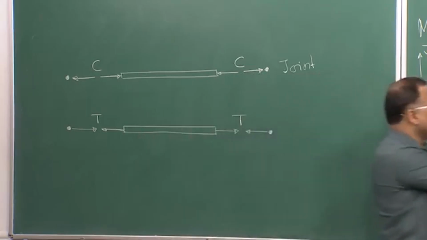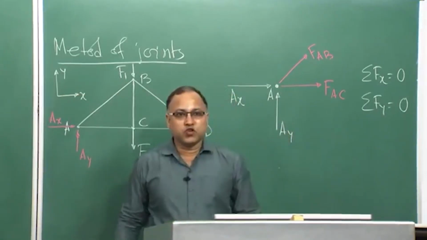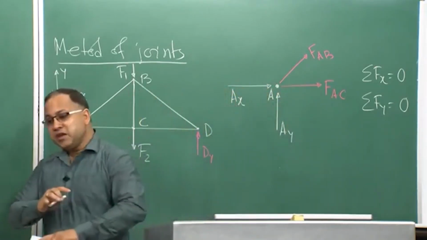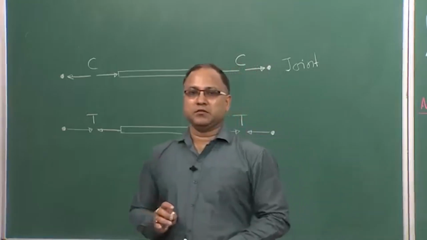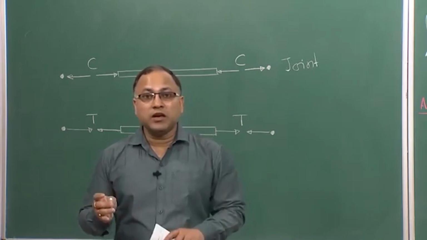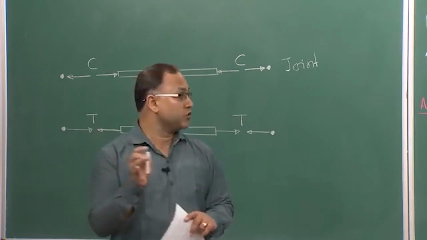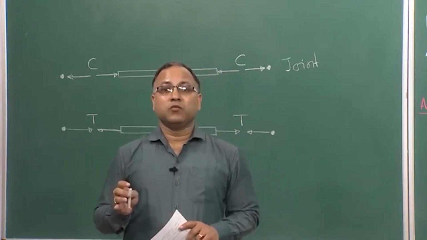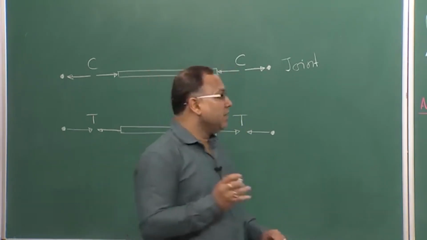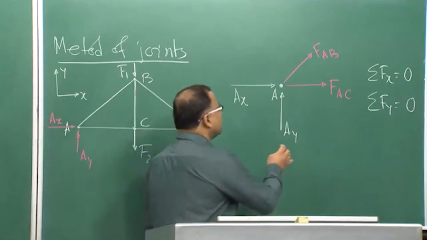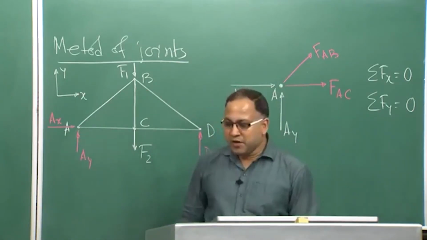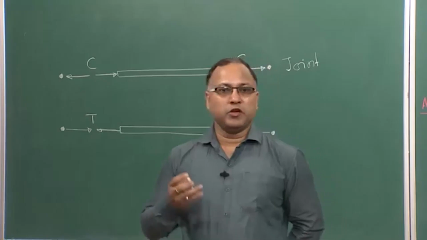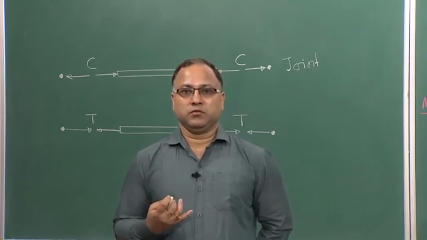Now, you come to this part. What I have shown, FAB and FAC both are coming out from the joint. Then what we are assuming, because I do not know the force in member AB and member AC. So, what we are assuming? We are assuming that the forces in both the members, member AB and member AC, are tensile in nature. Nobody told me, I just assumed.